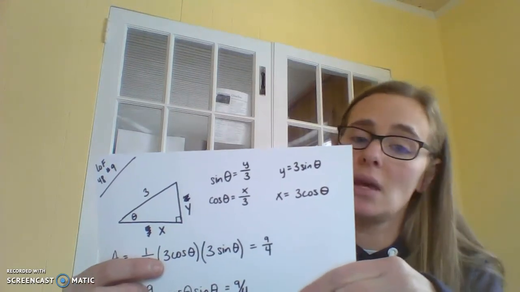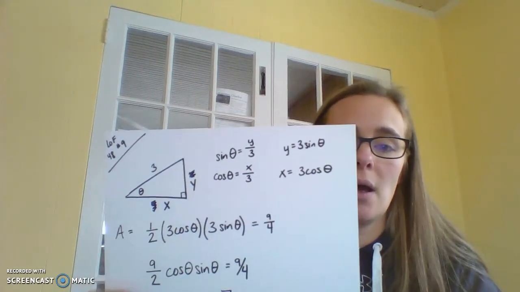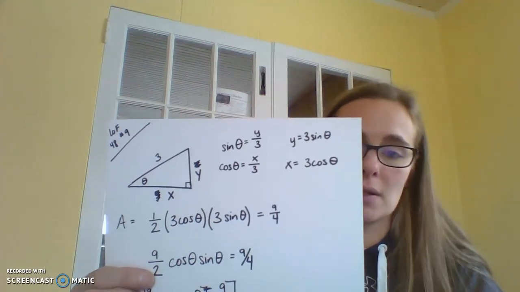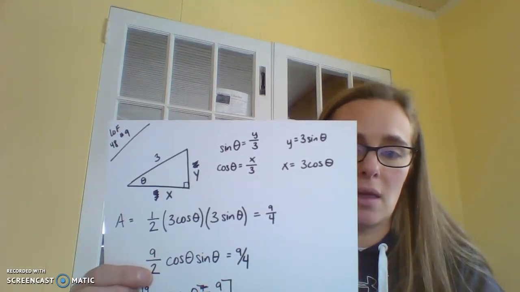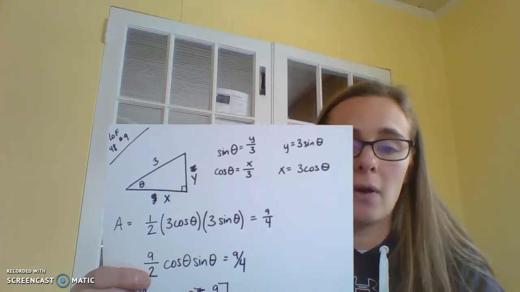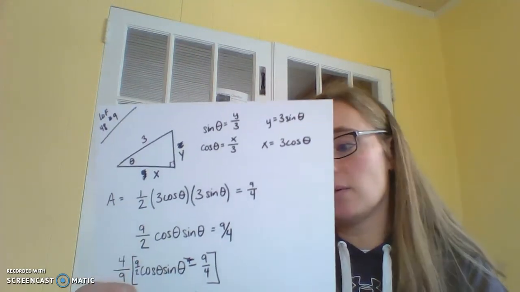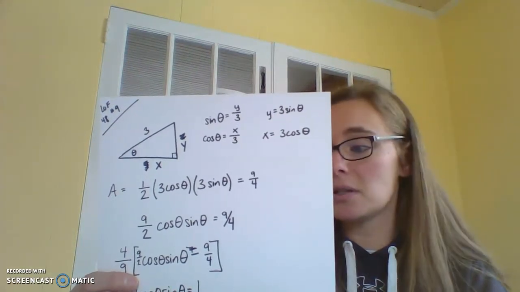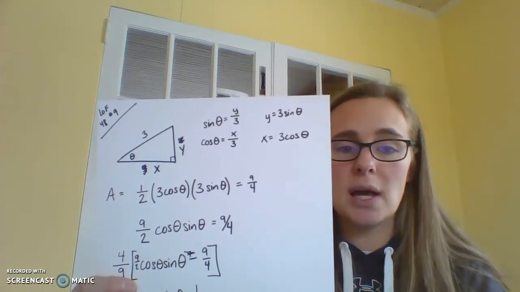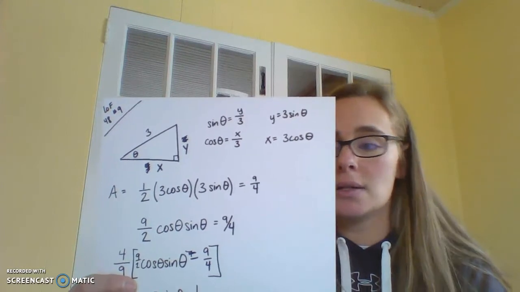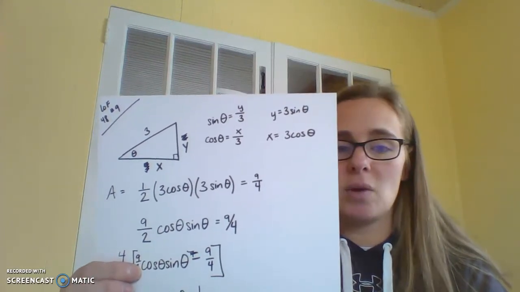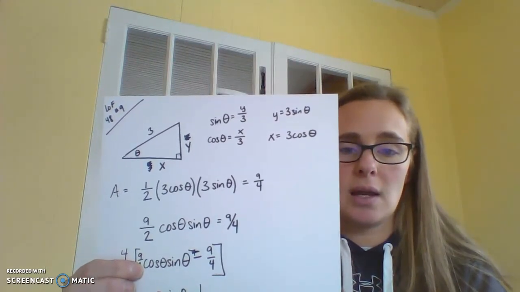So we're going to do the same thing that we did with our other one. It's just, I went ahead and multiplied that out. So that's 9/2 cosine theta sine theta is equal to 9/4. So just like the other problem, we're going to go ahead and multiply both sides. I'm multiplying both sides by 4/9 to get rid of that 9/2 and be left with a 2 cosine theta sine theta.